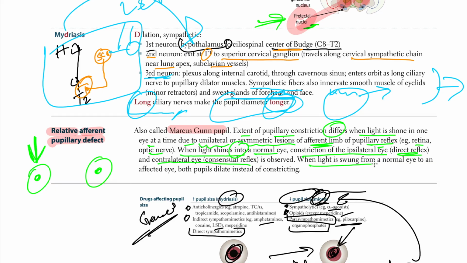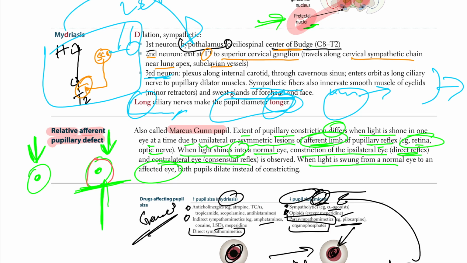When light is swung from normal eye to an affected eye. Now this eye was affected. Let me change color to red. This eye was the affected eye. So now when we shine the same light onto the affected eye, what's going to happen? Now, because we have a problem in the afferent, meaning what is afferent? When you're going towards the brain, when you're taking everything towards the brain, to the nucleus, that's the afferent. Coming in is the afferent, right? So something is wrong with the afferent, which they have mentioned.